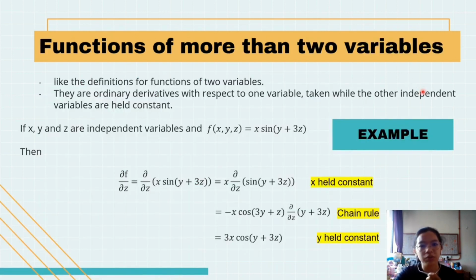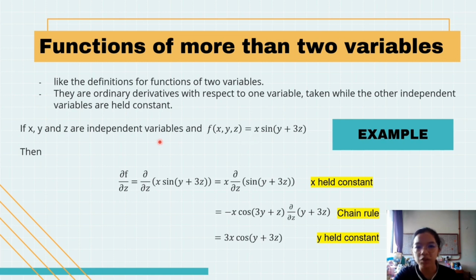So just now we have looked at the function with only two variables. Now we will look at functions with more than two variables. So it's actually like the definition for a function with two variables. They are ordinary derivatives with respect to one variable taken while the other independent variables are held constant.